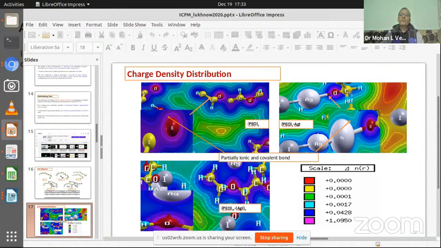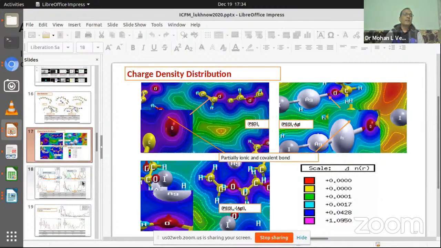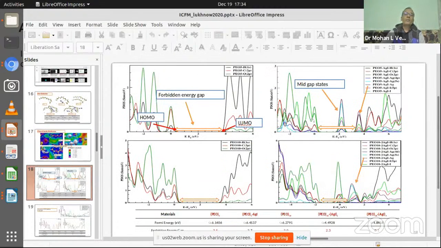By observing this charge density plot, we predict whether the bond between two atoms is ionic, partially ionic, or covalent. Here, silver with oxygen is an ionic bond, and with carbon it is a covalent bond. Now, we can also see the effect of orbitals in this study.